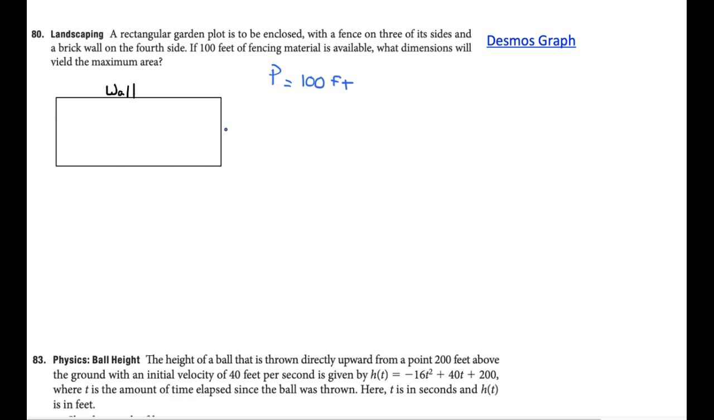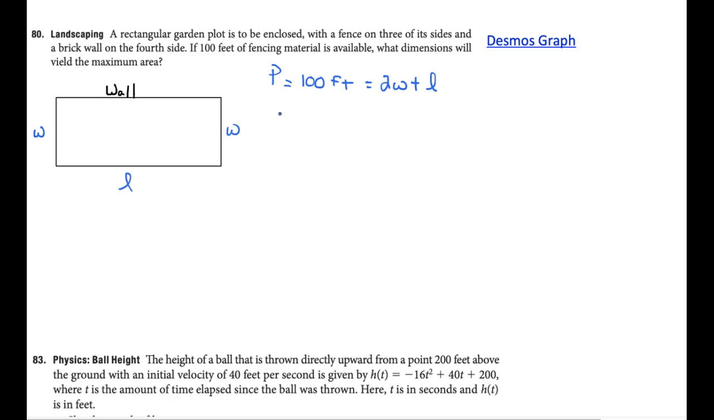I generally think of width as the shorter side, so I'm going to make that W. And of course then the other side is also W, and then the long side is going to be L. All right, so that means that the perimeter is going to be W plus L plus W. So we have 2 W's and we have 1 L. So that's the perimeter.